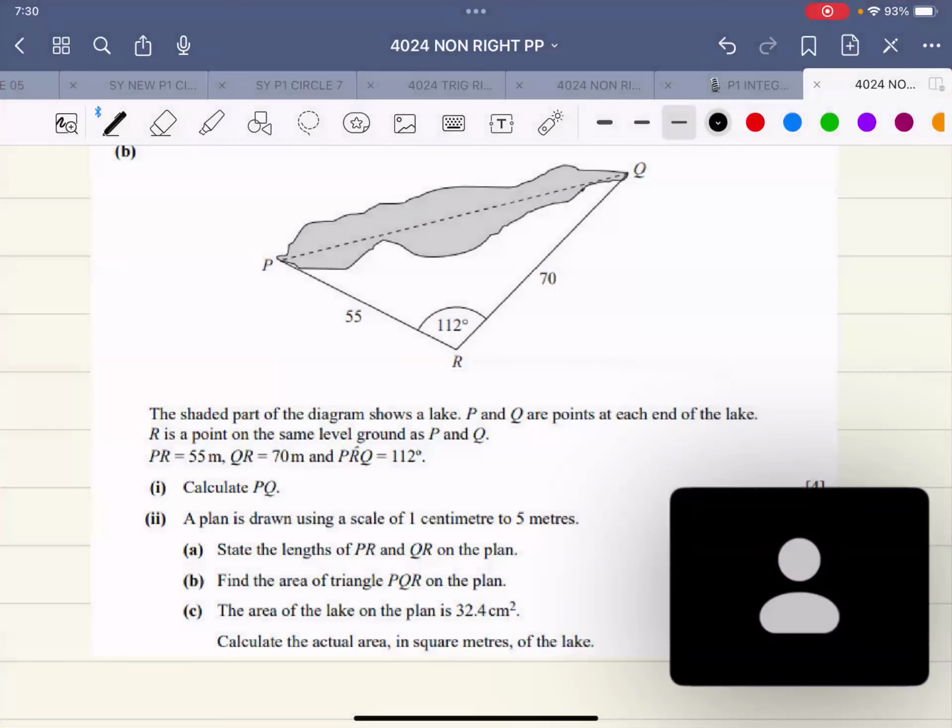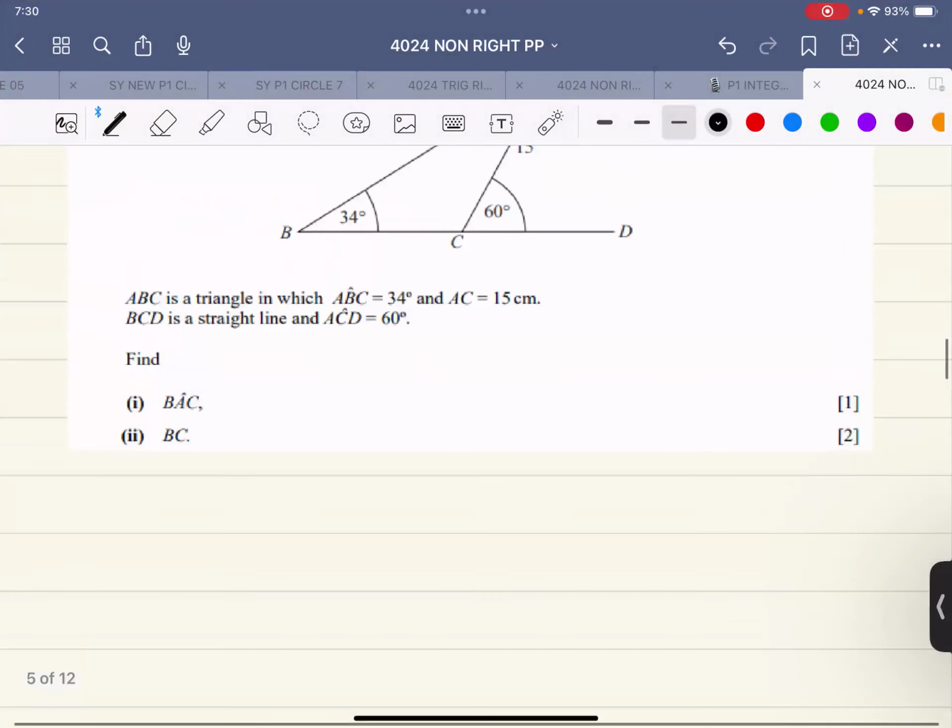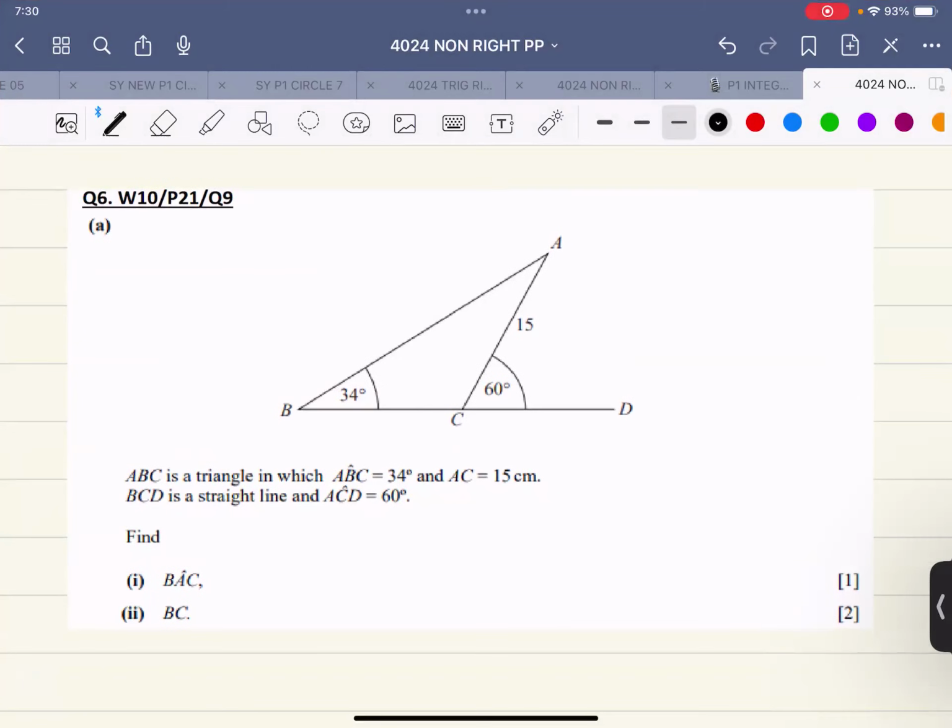Now let's look at the first part. The first part says ABC is a triangle in which ABC equals 34. So this angle is 34, AC is 15, BCD is a straight line, this angle is 60 degrees. Therefore, first of all, this angle is 120 degrees. Therefore, this angle over here would add up to this, and this should add up to 60. So 60 minus 34, that is 26 degrees.